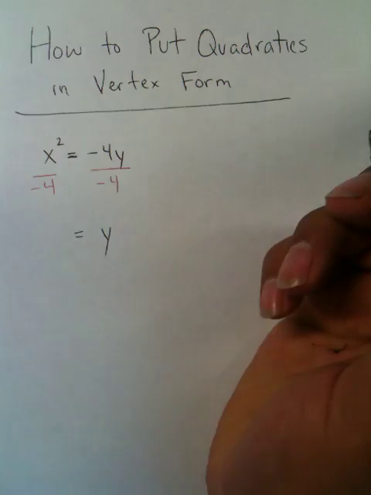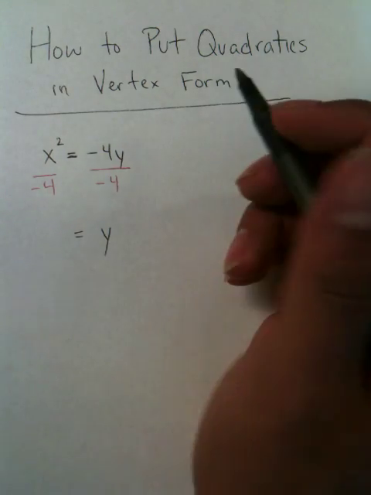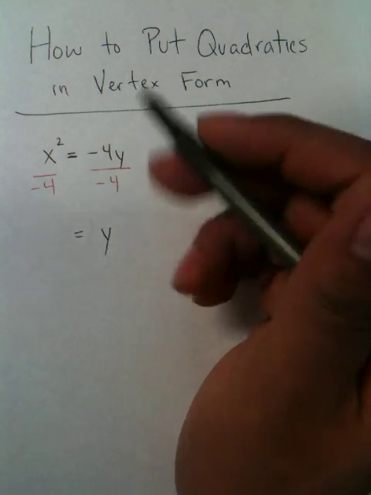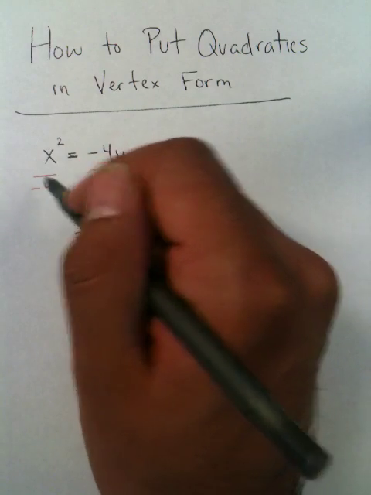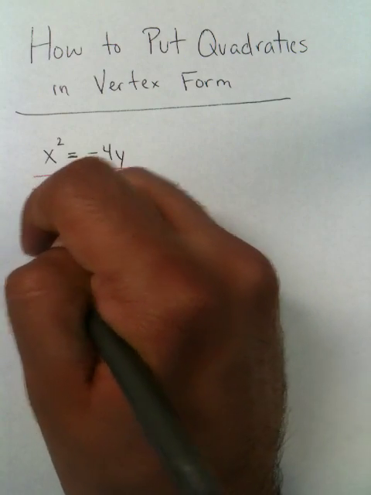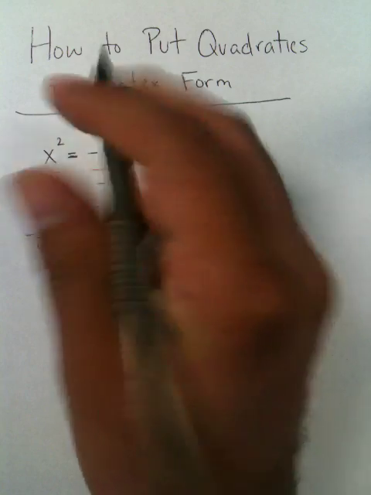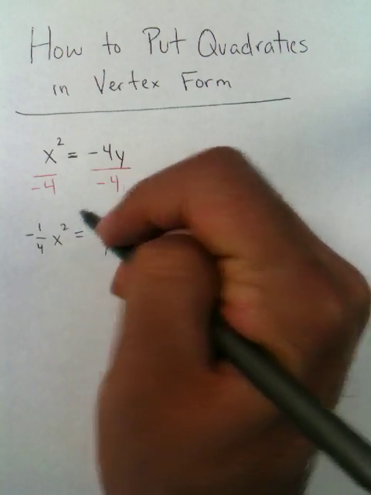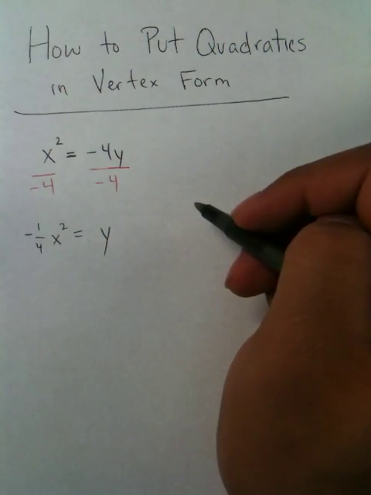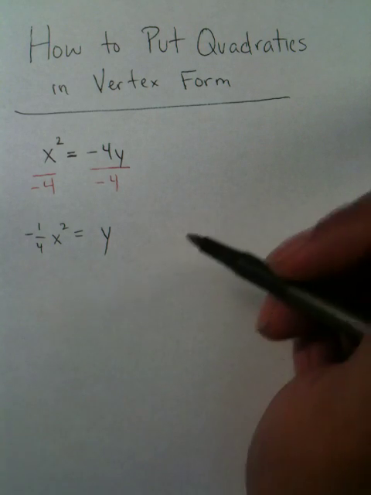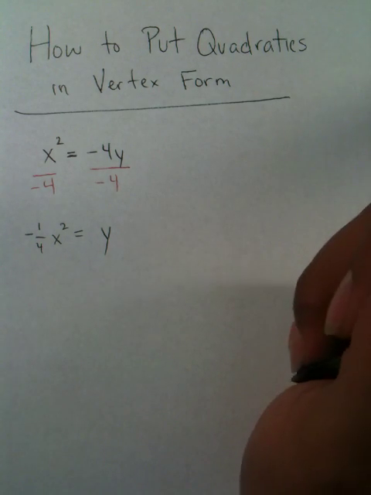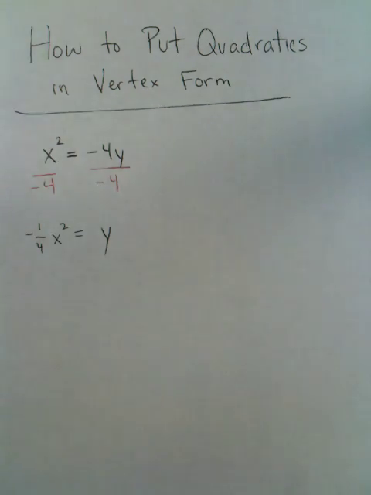And I get y by itself. Now, because with quadratics you want a leading coefficient, instead of writing x squared over negative 4, how about I just write negative 1/4 x squared equals y. Now, by doing so, what I've done is I've actually set it in vertex form.